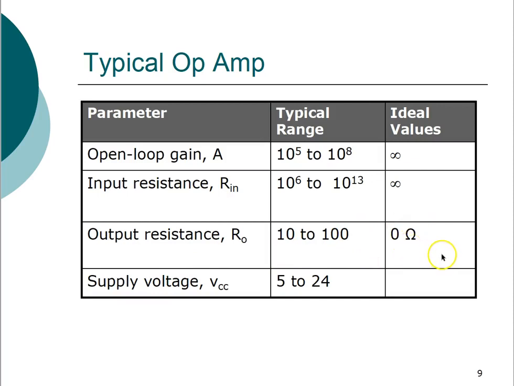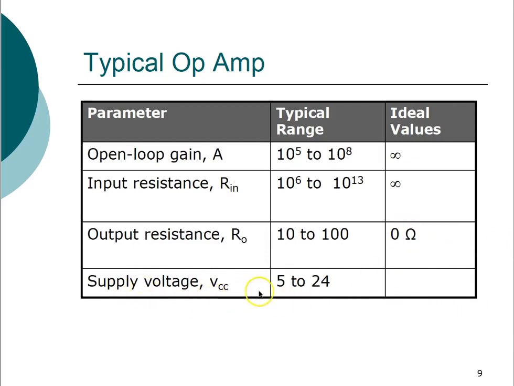Why do we need 0 ohm output resistance? Because if we have 0 output resistance, then we are going to have maximum output voltage, right? Because 0 ohm will basically allow all the voltage or the current to pass through to the output, and you'll get the maximum voltage in that case. And that's the case of an ideal op-amp.